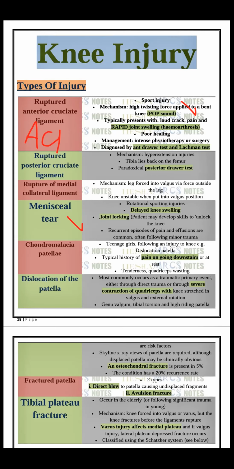PCL rupture is simple. With the posterior cruciate, you should have severe hyperextension over the knee. This is diagnosed by the posterior drawer test, and you will see the tibia pushed backward. Rupture of the medial collateral can be seen when you do a valgus stress test. Valgus stress test is when you apply a force from outside to push the knee inward, and now you are stretching the medial collateral ligament.